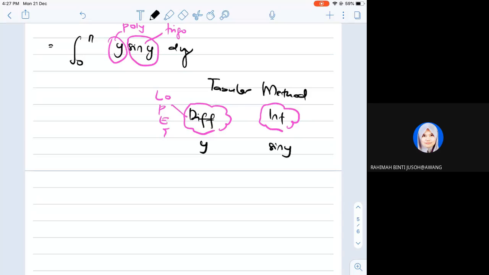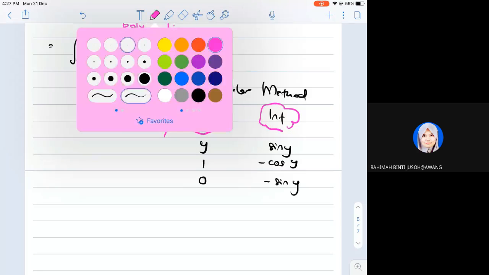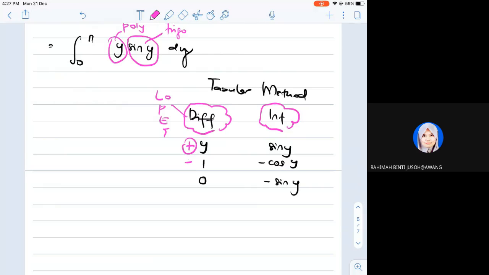So we differentiate y until we get 0. Differentiate y, we get 1. Differentiate 1, we get 0. Integrate sin y: negative cos y. Integrate negative cos y: negative sin y. Good, well done. Don't forget to put plus, minus, plus alternately, and then cross multiply like this.